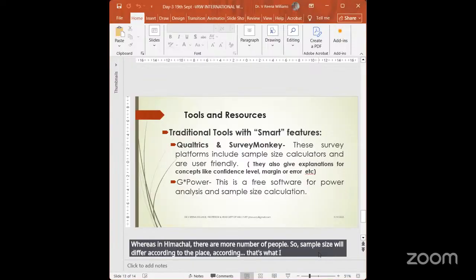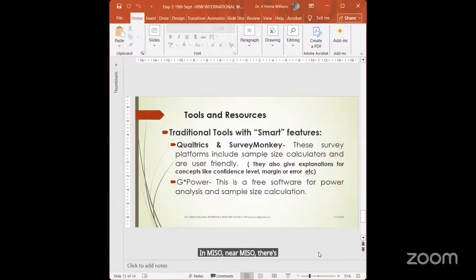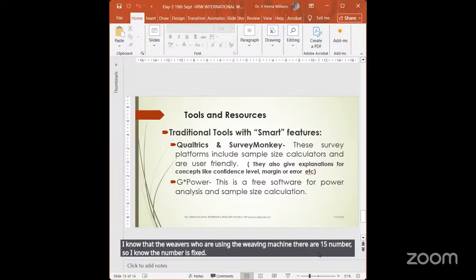That's what I said. If it is a place where you already know, see, there are areas in India where we have different kinds of artisans. Near Mysore, there's a place where the whole village focuses on weaving. So there are only weavers there. In such a case, I have to use the Z test. Whereas if I'm doing a study in some XYZ textile company, in such a case, I know that the weavers using the weaving machine there are 50 in number. So I know the number is fixed. So I'm using the second test.